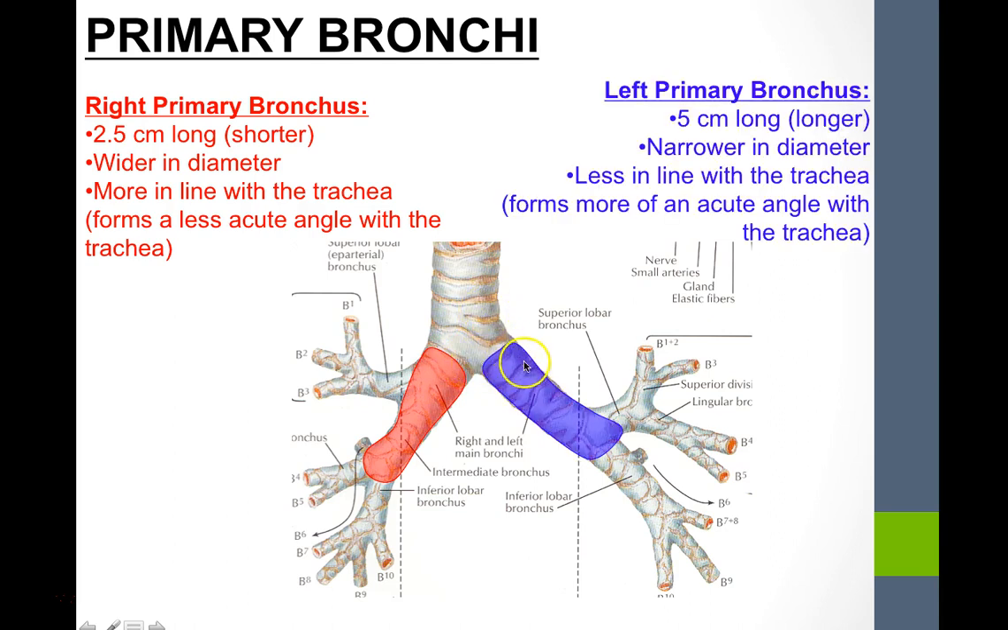Our left primary bronchus is twice as long. It's 5 centimeters long and more narrow in diameter, and it's less in line with the trachea, so it forms more of an acute angle with the trachea. And so if we were to have a foreign object come in through the trachea, let's say that carina was not good at triggering that cough reflex, which side do you feel like that foreign object would move into? Most likely it would move into the right side because it is more in line with the trachea and has that wider opening. Hopefully it doesn't get to that point.